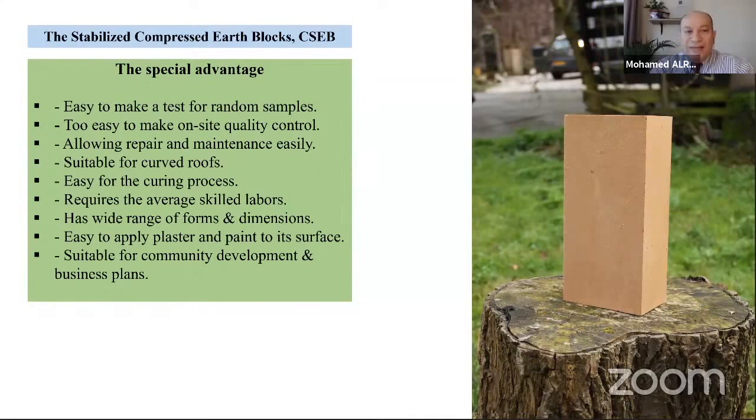And it has a wide range of forms and dimensions, and we will see that in the next slide, because we are just casting the material into a metal form, and this metal form could have any different dimensions and any different shapes you need. And it's easy to apply plaster, because you have the courses, and you don't have that neat continuous surface. So either you could leave it as it is without any plaster, as a facade brick, or you may have plaster and painting on it.